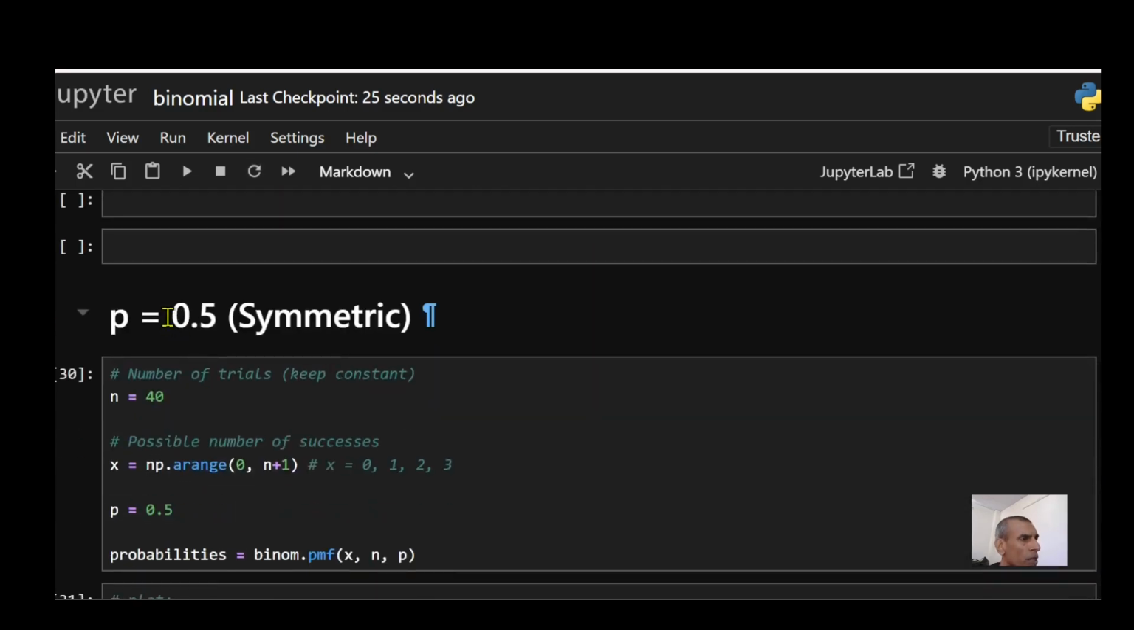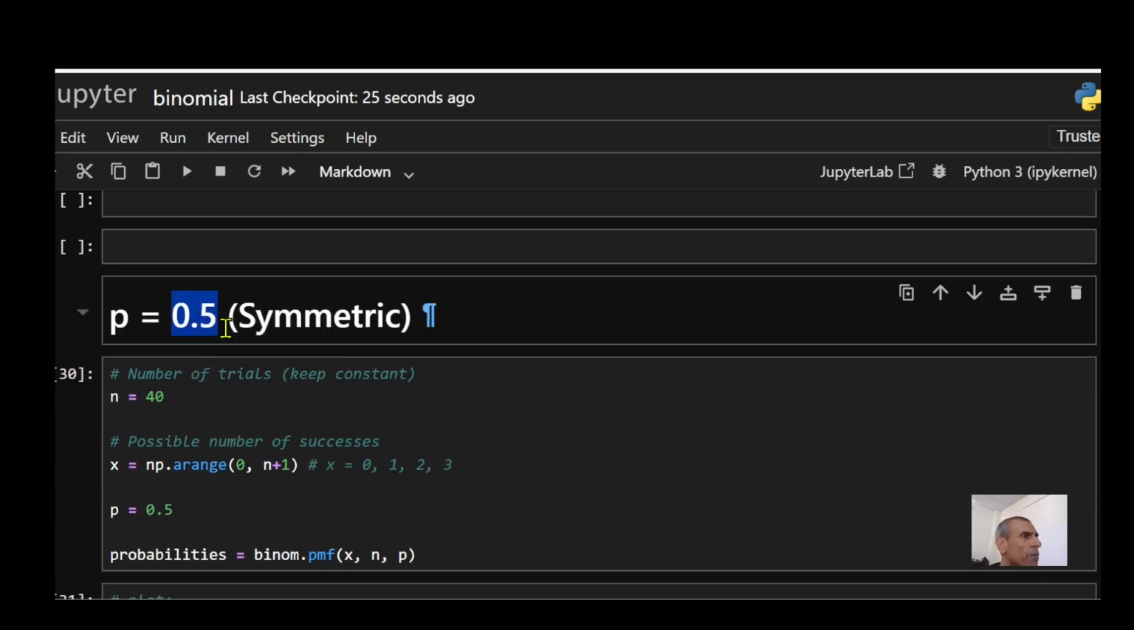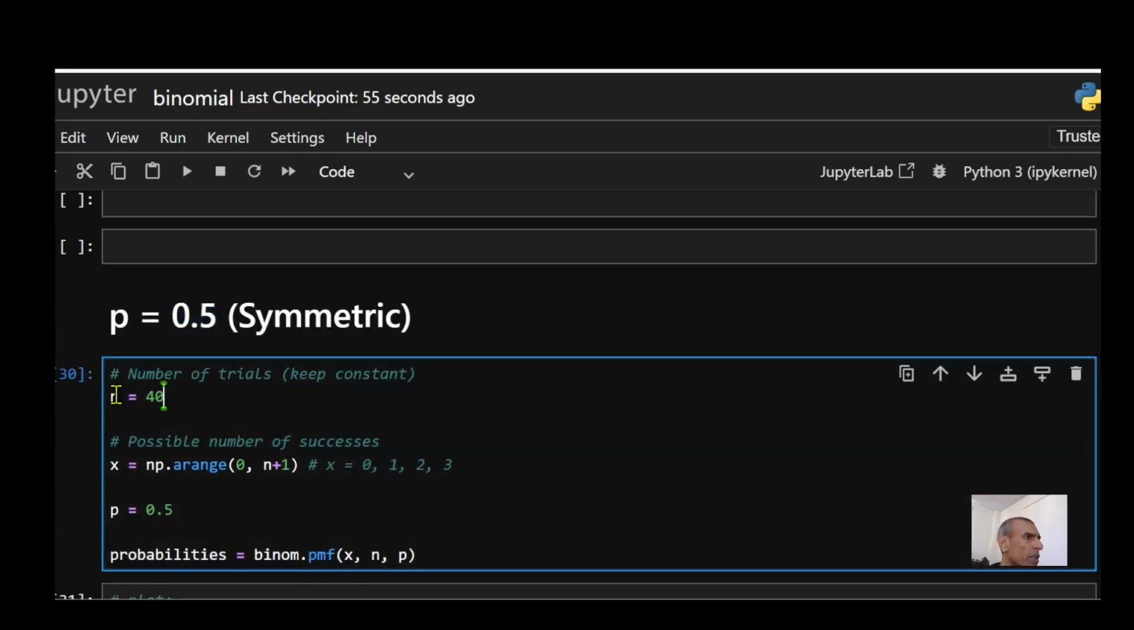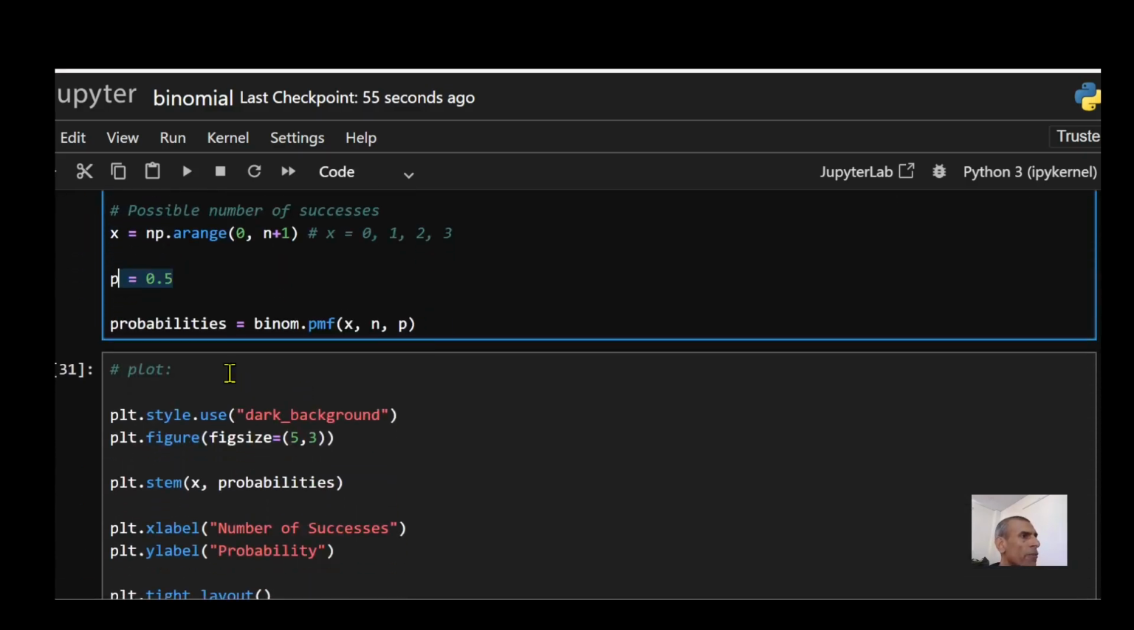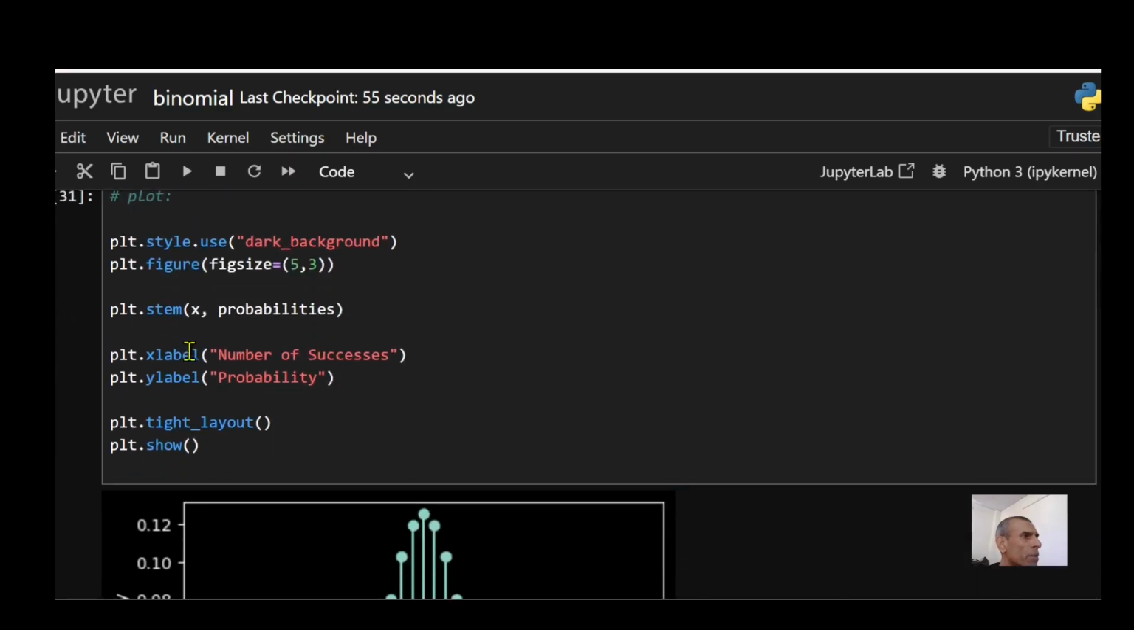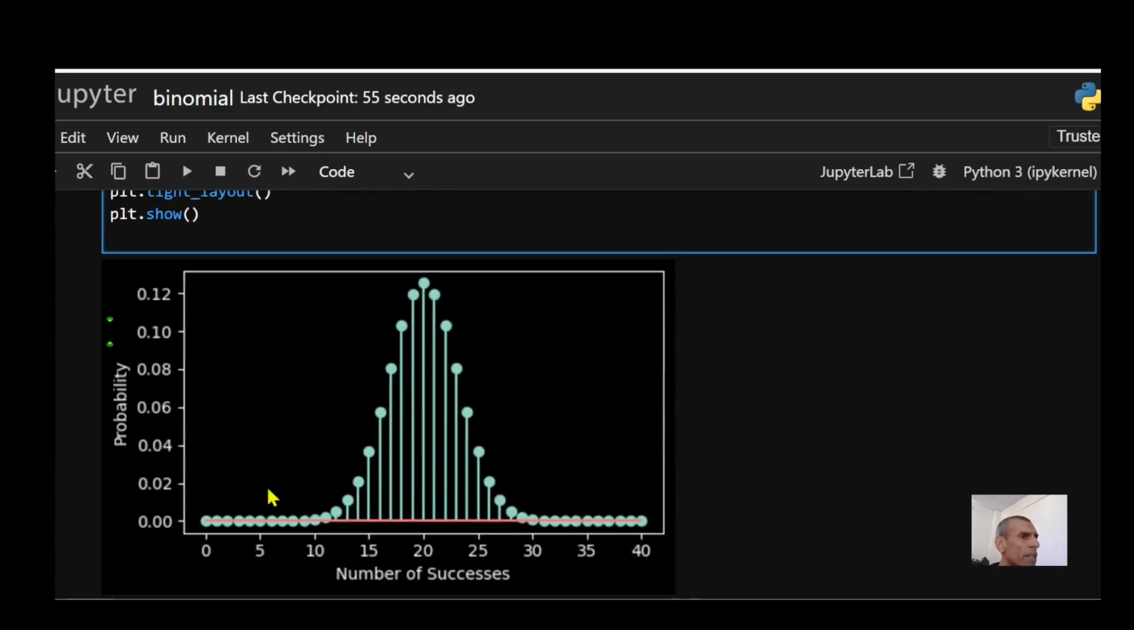Let's take a look at this one. In this case, p equals 0.5, and your graph is going to be symmetric. Same number of trials: I'm conducting 40 trials in this case. I'm specifying my p equal to 0.5. Find your probabilities, and I plot them right here. If you plot this, you'll see a graph that is pretty much symmetric. So you can see that the probability of getting 0 successes would be a very small number. 1, 2, 3, 4, 5, and the probability of getting 20. So it seems like the probability of getting 20 successes is very high.